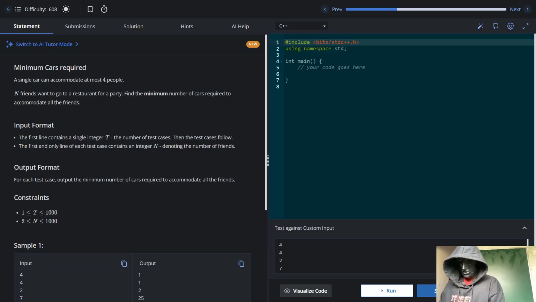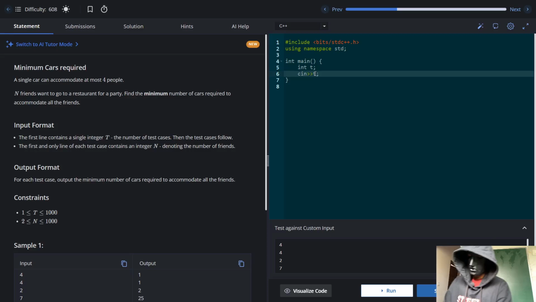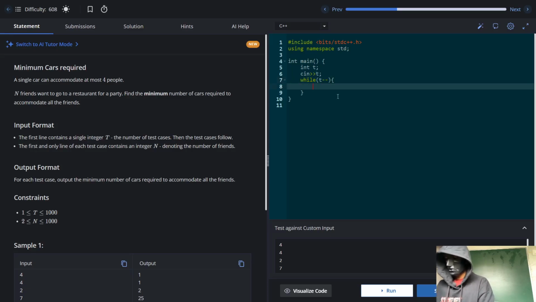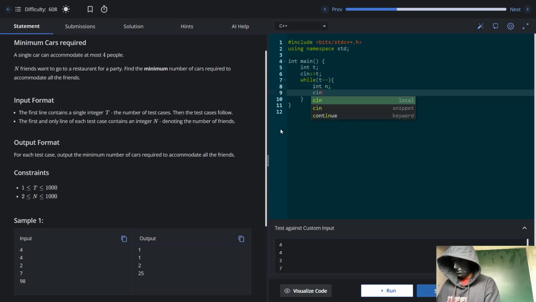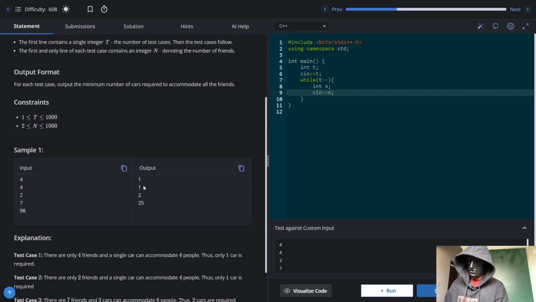The first line contains a single integer t, the number of test cases, then test cases follow. Let's try to take care of the test case. We'll take int t, the number of test cases, and we'll iterate through a loop t times. The first and only line of each test case contains an integer n denoting the number of friends. We'll have to output the minimum number of cars required.